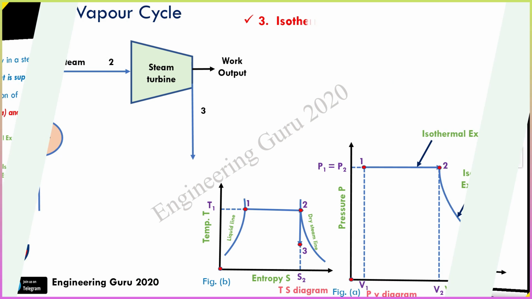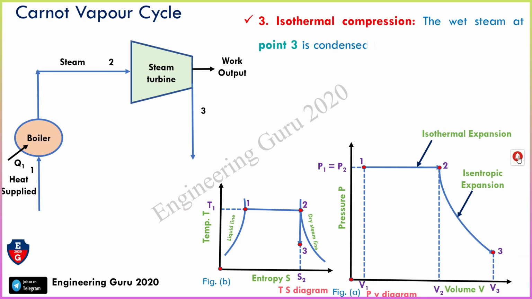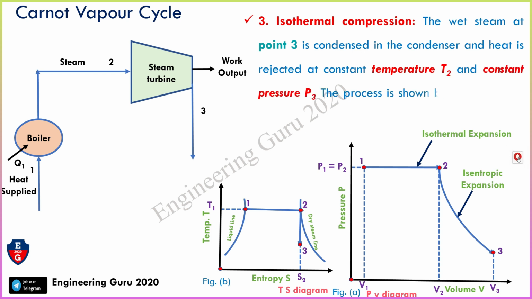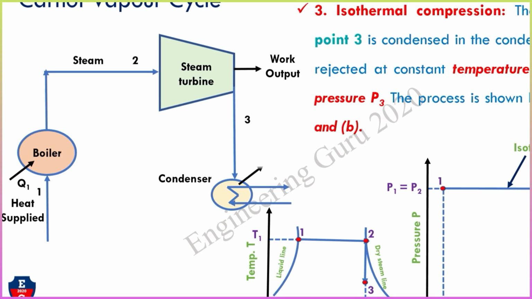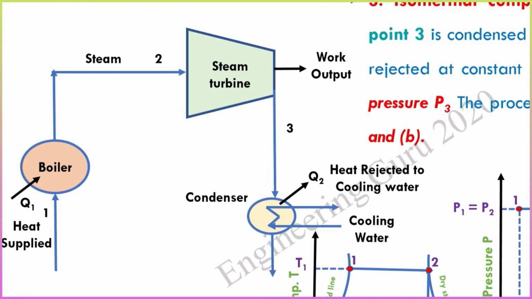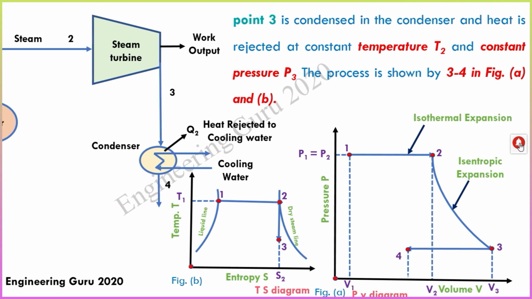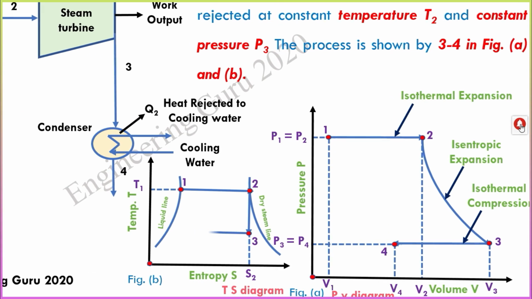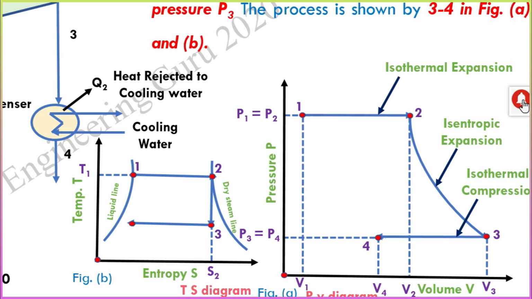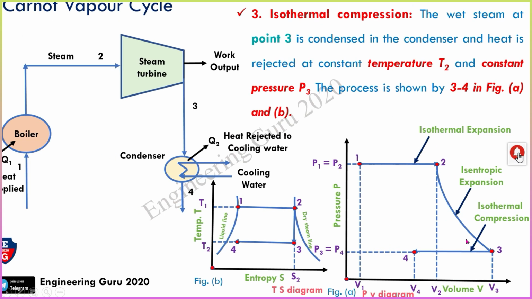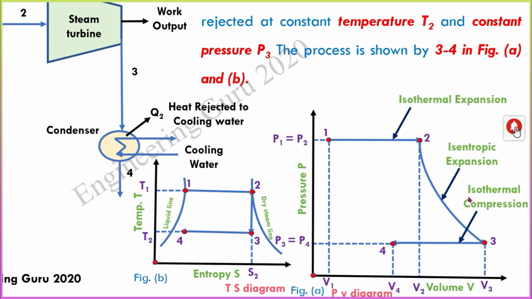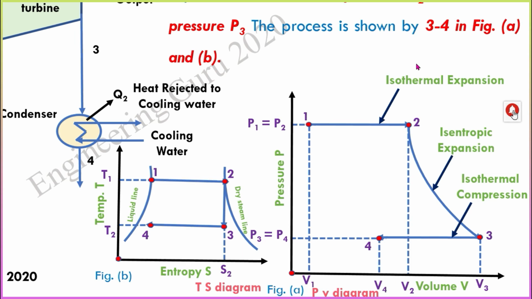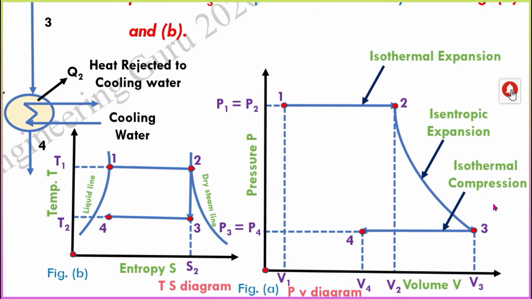Next is process 3-4, called isothermal compression. The wet steam at point 3 is condensed in the condenser and heat is rejected at constant temperature T2 and constant pressure P3. This process is shown in figures A and B. So there are two isothermal processes: first 1-2 and second 3-4.